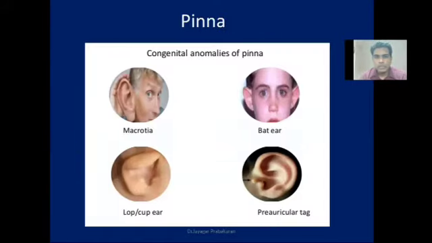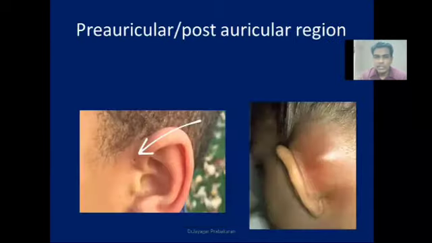So looking into the pinna, the usual common presentations are a big ear pinna like macrotia, or a bat ear, the projected ear pinna, or any cup ear, preauricular tags. All these things are some of the abnormalities. Along with that, you know about microtia, anotia, small pinna, or absent pinna. All these things are there.